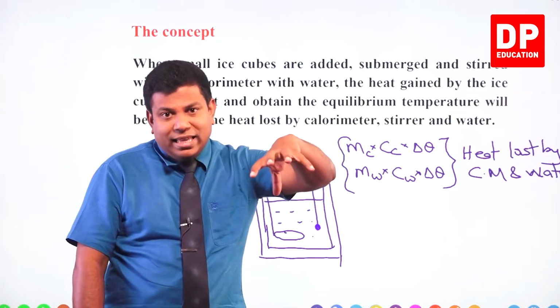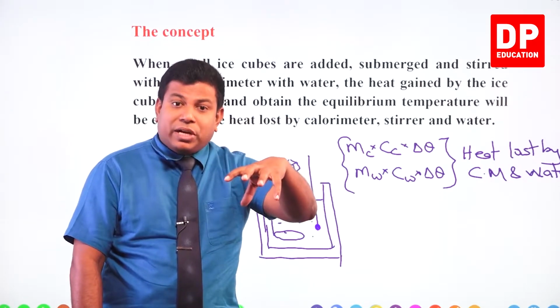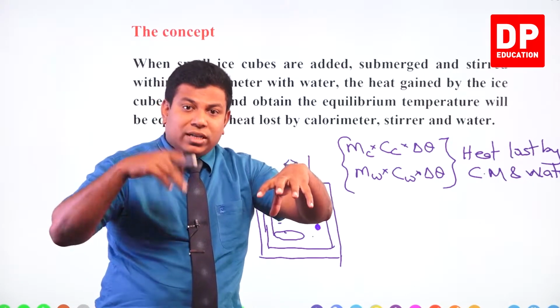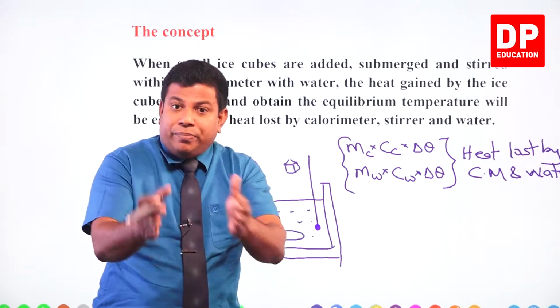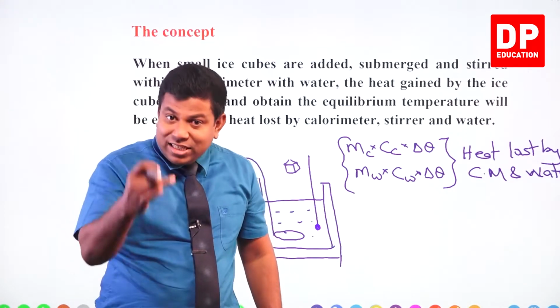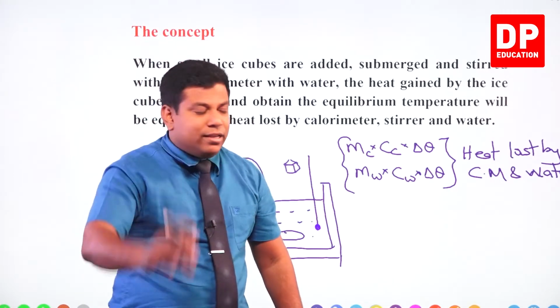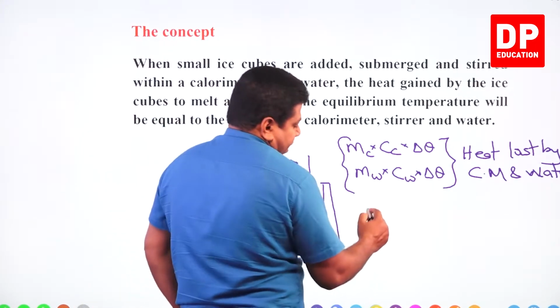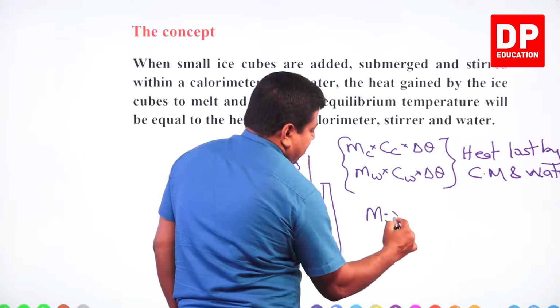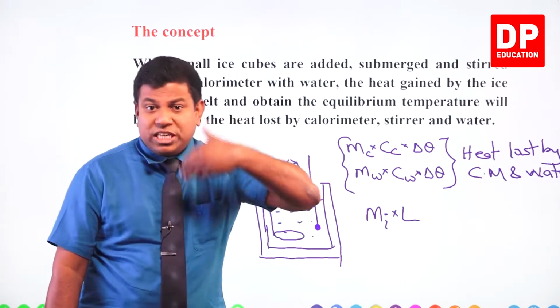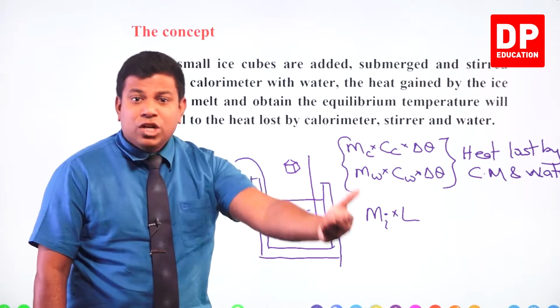So already the existing water is at room temperature. The newly created water, the water that has come from the melting of ice, is at 0 degree. Both of them have to come to an equilibrium, so the 0 degree will increase. So let me say this way: m ice into L, that's the latent heat that ice requires to change the state from solid to liquid.